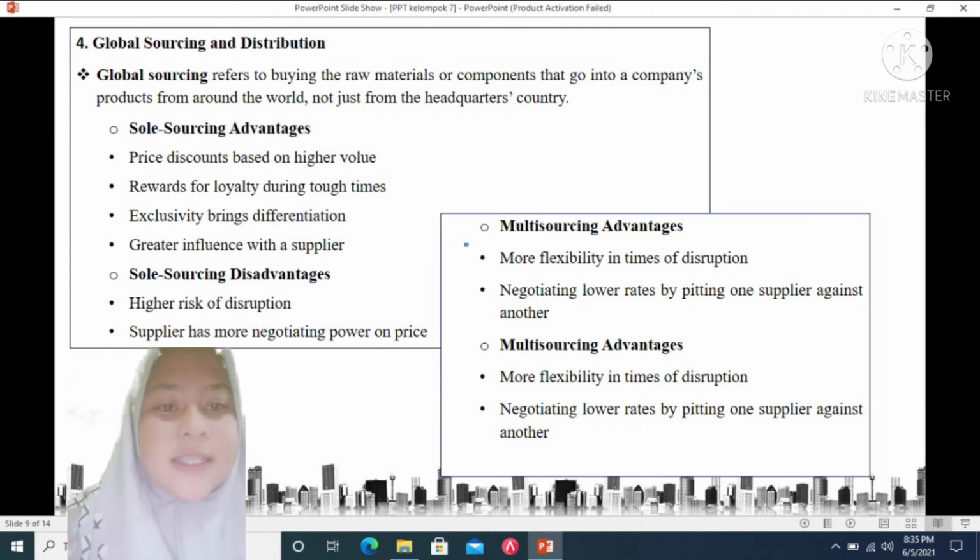Sole sourcing advantages, namely price discounts based on higher volume, rewards for loyalty during tough times, exclusivity for brand differentiation, and greater influence with a supplier. Sole sourcing disadvantages, normally higher risk of disruptions, and the supplier has more negotiating power on price. Multi-sourcing advantages, namely more flexibility in times of disruptions, and negotiating lower rates by pitting one supplier against another.